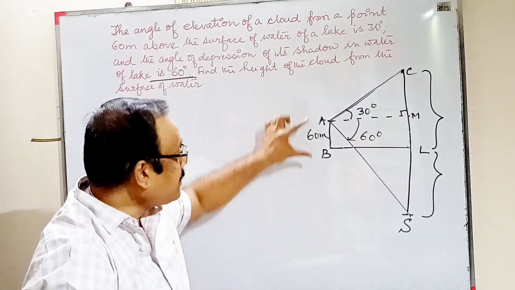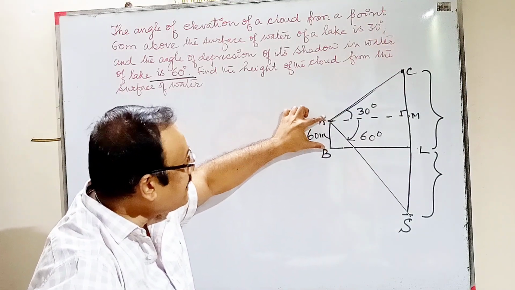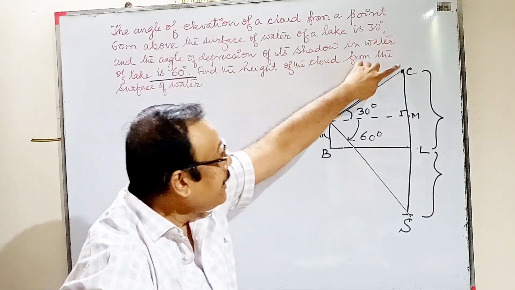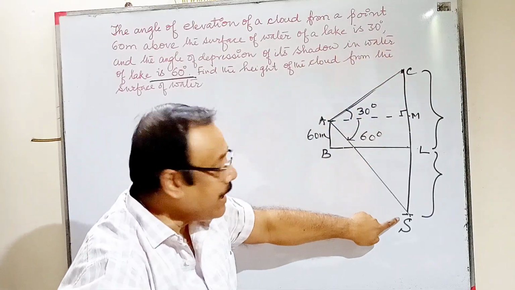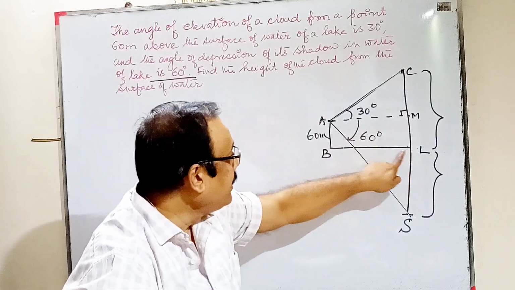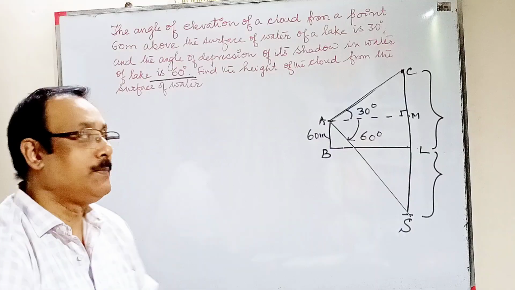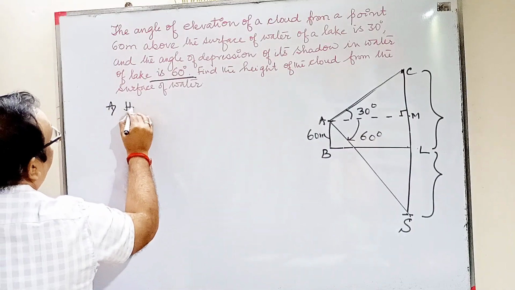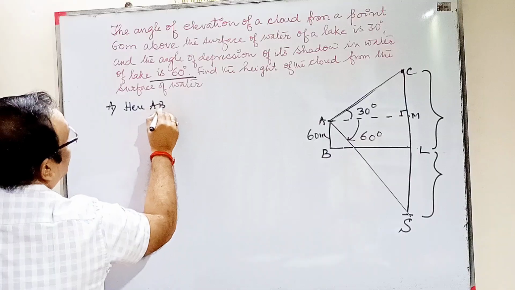What is provided to us? This height is 60 meter. The angle of elevation of the cloud is 30 degree. The reflection of the cloud inside the water is at S. This is the surface of water. This depression is 60 degree. So we'll write all these. Here AB is equal to 60 meter.